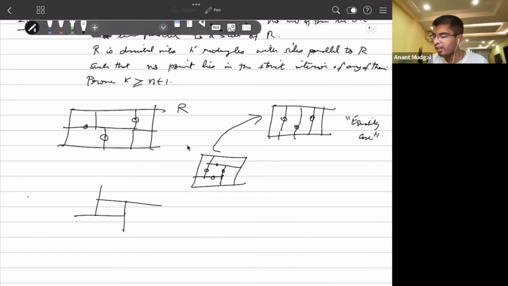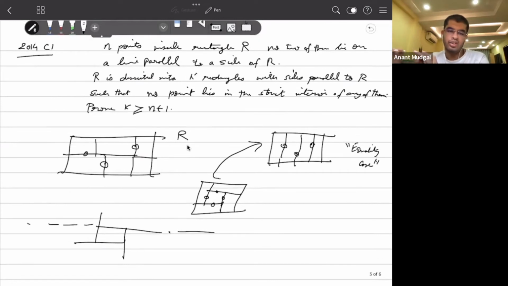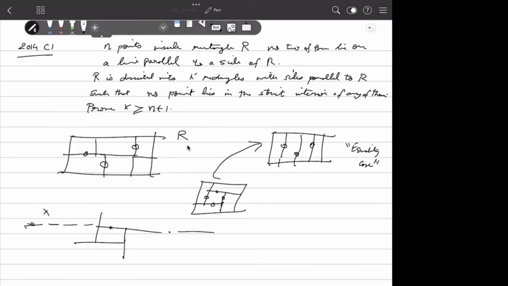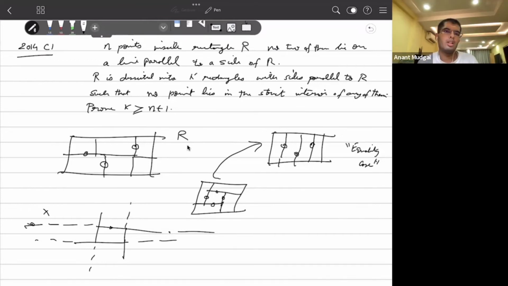We have to draw lines, not line segments. Exactly. You just care about the lines themselves because your condition says no two of them lie on a line parallel to a side. So even if they're like this and some other segment and this, that's not valid. So you just care about the whole line. You don't care about the segments. And then we can take the largest rectangle.